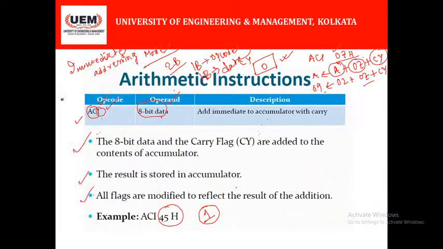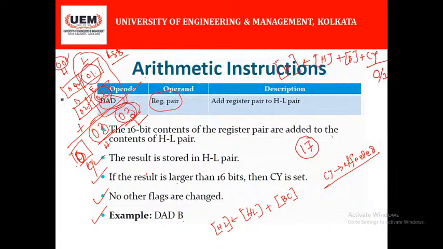But in case of the DAD instruction, the value is stored in the HL register pair. The HL register pair does not have any direct effect on the flag register. That is why only the carry flag will change, and the other flags will remain the same.